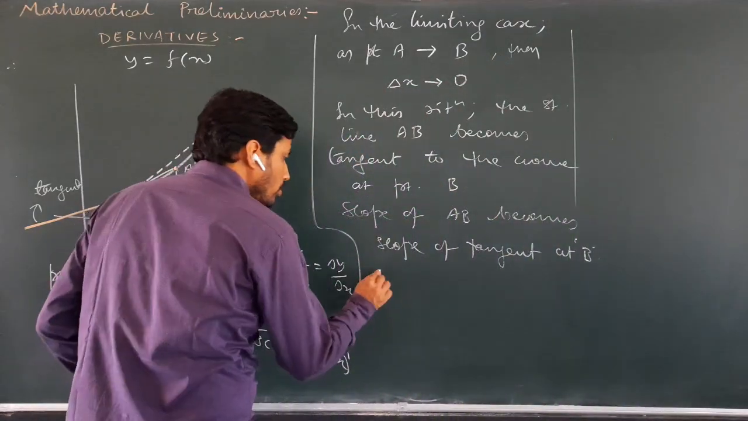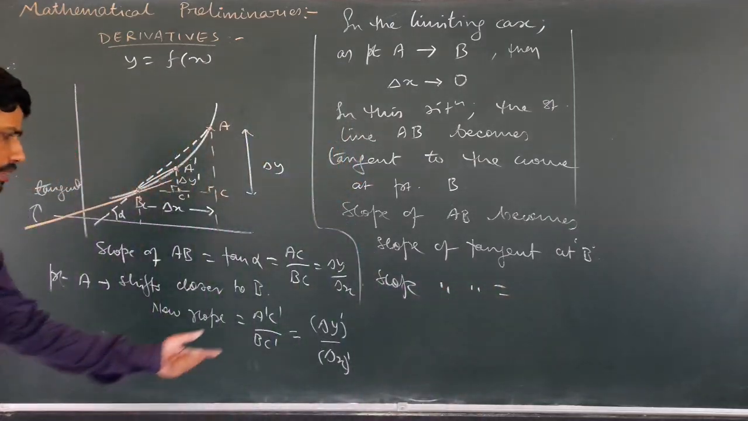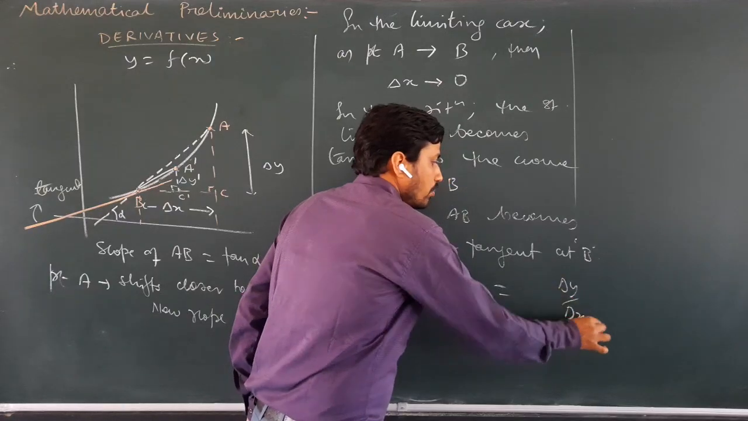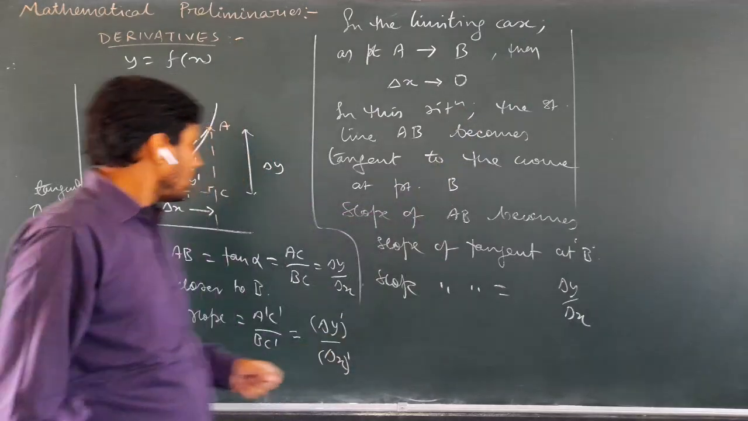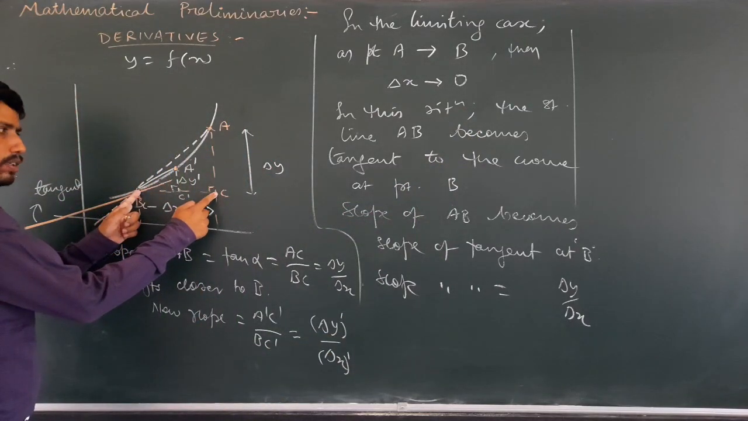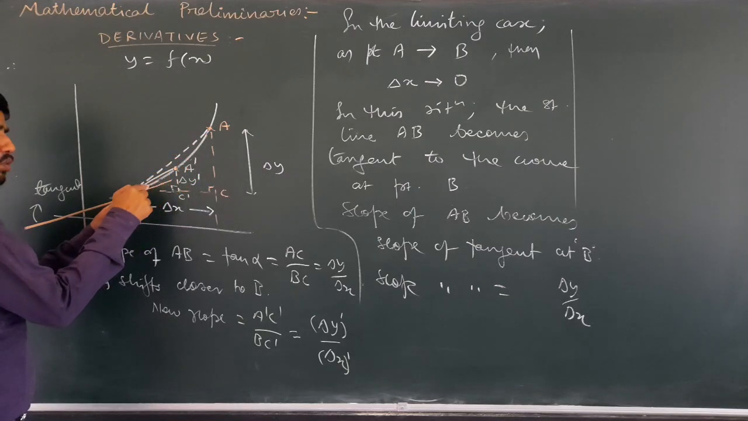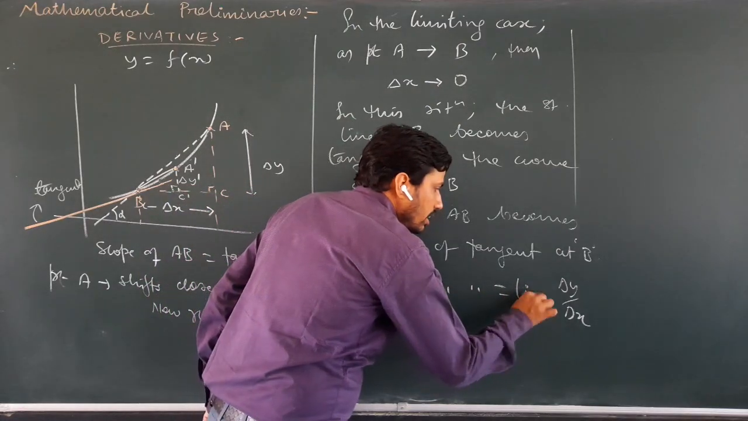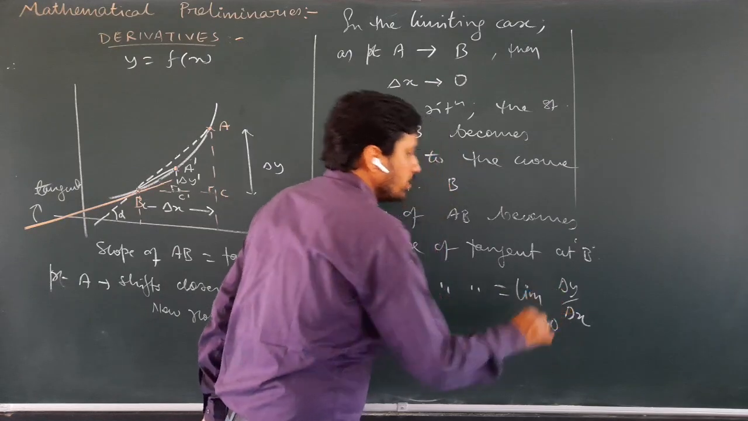And what will be that slope? The slope of this tangent will become equal to the same thing, delta y by delta x. But as we have discussed earlier, delta x now becomes very, very small. Earlier delta x was very big, and it goes on decreasing. When this point comes very close to point B, delta x will become very, very small. That we indicate by writing limit delta x tends to 0.